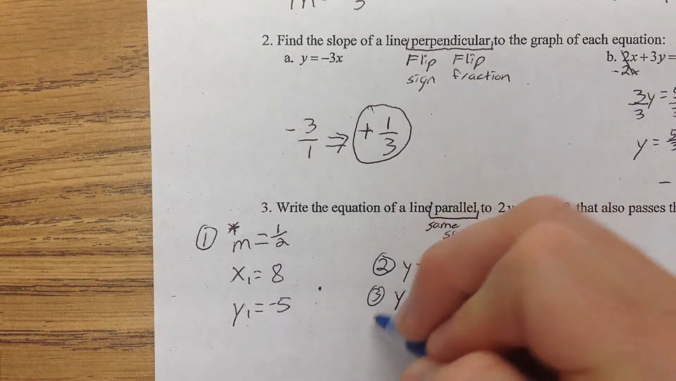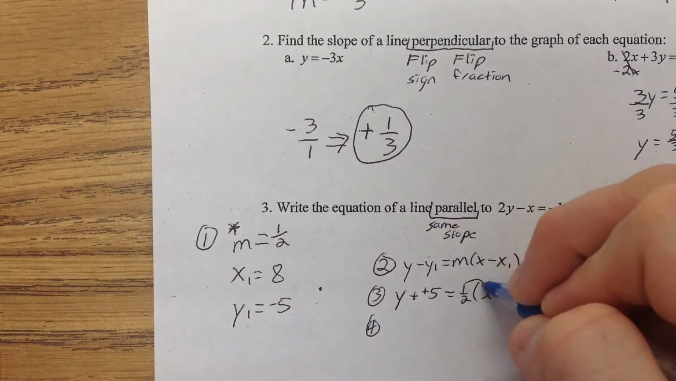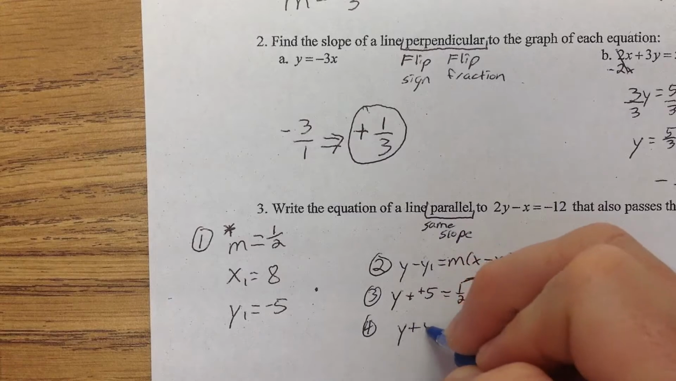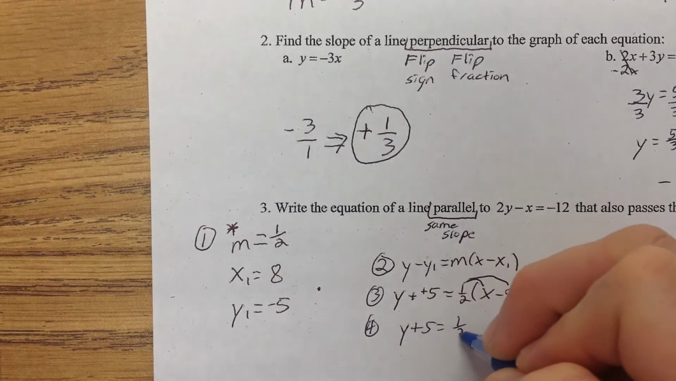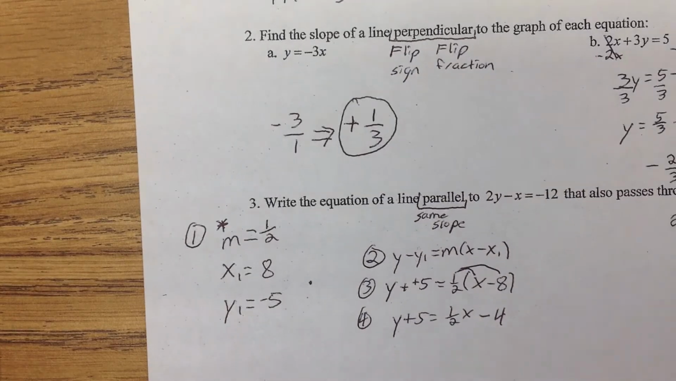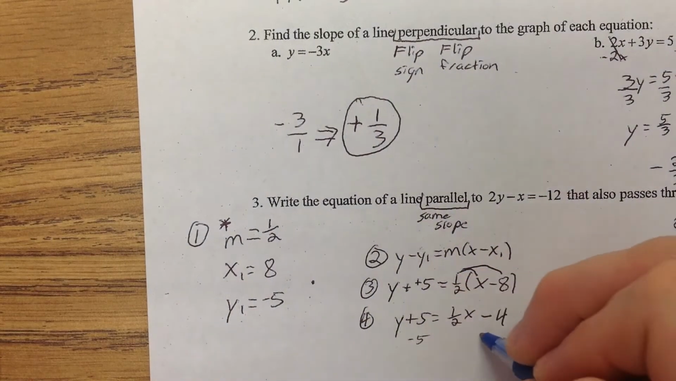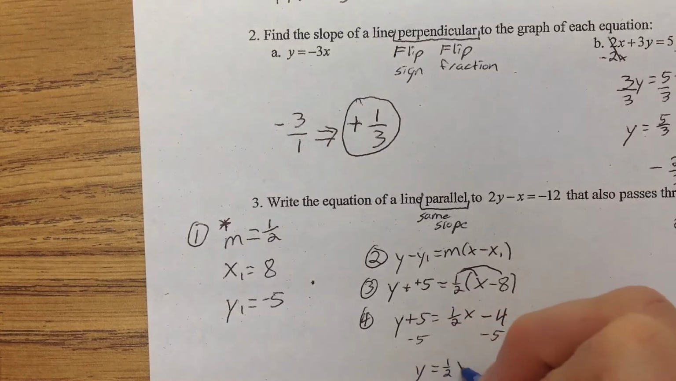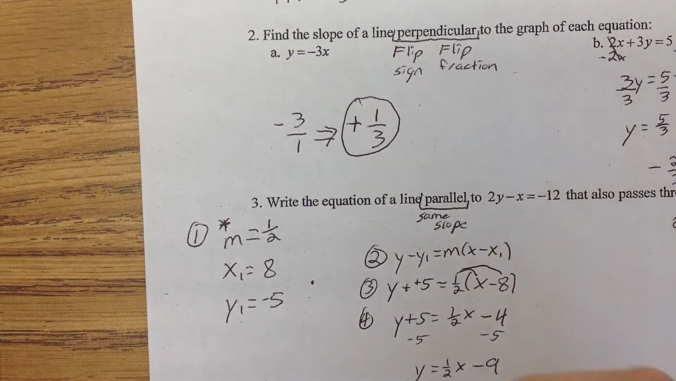Now that was step 3. Step 4 is to solve for y. So we'll distribute. We'll get y plus 5 equals 1/2 x minus 4. And then we'll subtract 5 from both sides and get y equals 1/2 x minus 9.